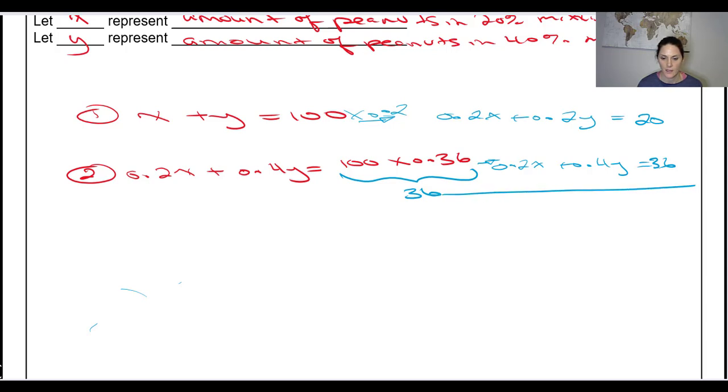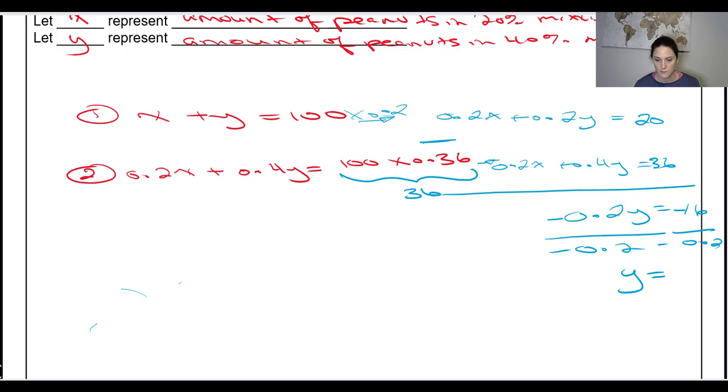And we're going to go ahead and subtract the two equations. So 0.2x take away 0.2x is 0. 0.2y take away 0.4y is negative 0.2y. And 20 take away 36 is negative 16. Dividing both sides by negative 0.2. So y is equal to 80.